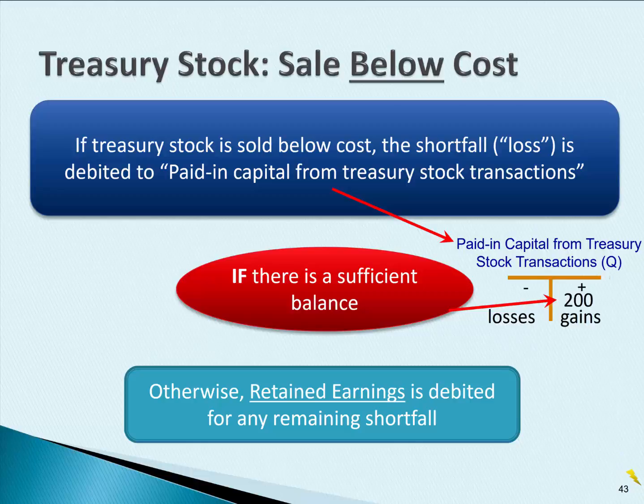The resale price of Treasury stock may be less than its original cost. The shortfall would be debited first to paid-in capital from Treasury stock transactions. But this account is not allowed to go below zero, as you cannot have negative paid-in capital. So if this account's balance is too small to cover the shortfall, the remainder is debited to retained earnings, as we'll see in the following example.